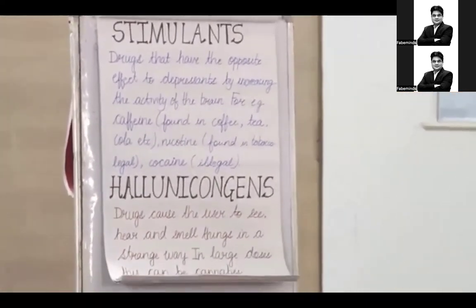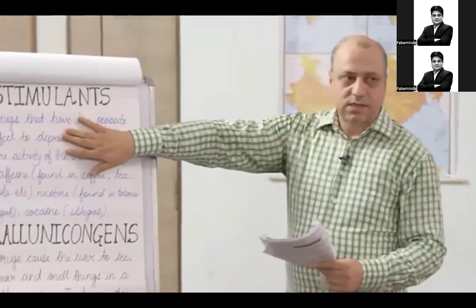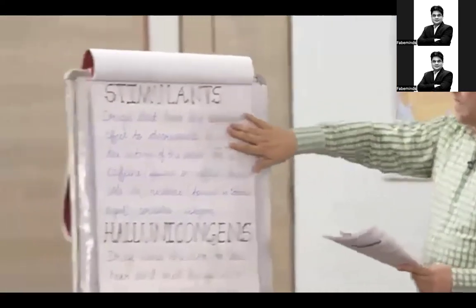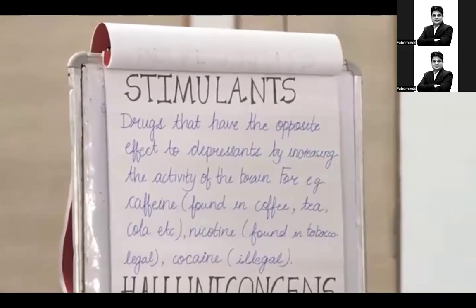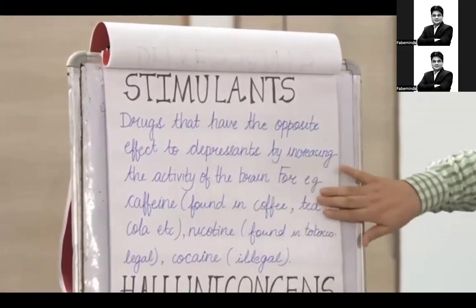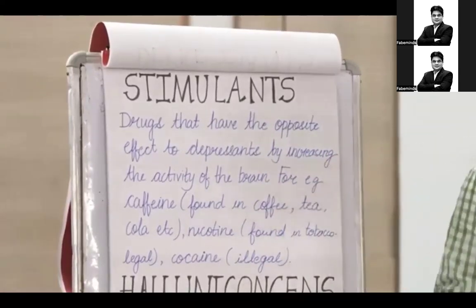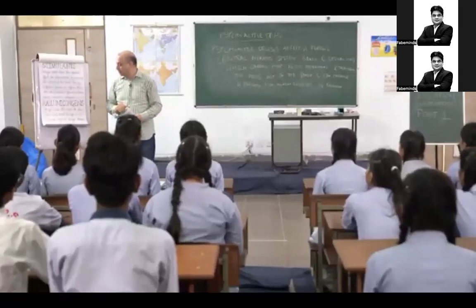Now we will discuss stimulants. Stimulants are drugs that have the opposite effect of depressants. They make us more alert by increasing the activity of our brain. For example, caffeine, found in coffee, tea, cola.